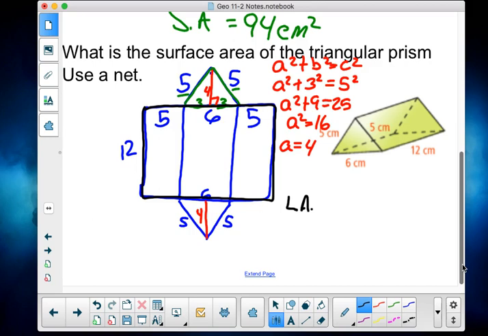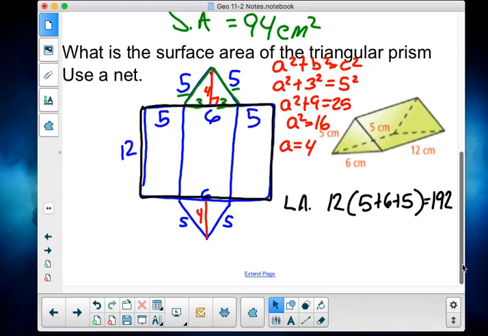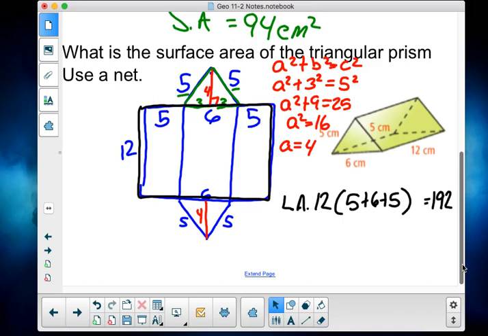Okay, now I've got 12 by 5 plus 6 plus 5. So that's 12 times 16. Okay, and when I'm popping that off, I got 12 times 16, that's going to be 192. Okay, that's 192 centimeters squared. Let me pull this over so I can talk about my units a little bit better. So that's centimeters squared.